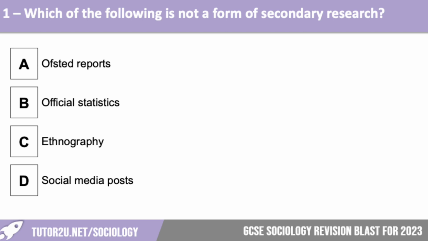Right, last activity then. So we're going to do a quick round of multiple choice questions. Which of the following is not a form of secondary research? A, Ofsted reports, B, official statistics, C, ethnography, or D, social media posts. So which one is not a form of secondary research? Let's reveal the answer. It is C. So remember, secondary research is data that you have not collected yourself. You generally use it to back up your own theories.